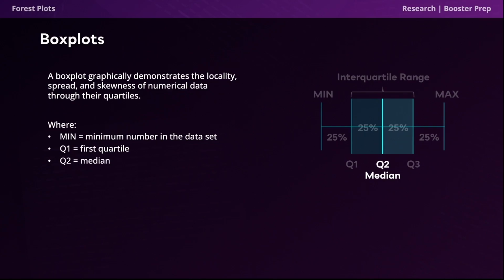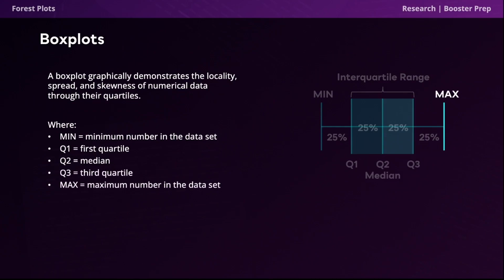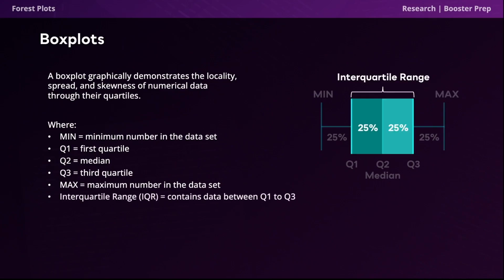Recall that the median is the middle number in the dataset when the data is arranged in ascending or descending order. Q3 represents the third quartile, max represents the maximum number in the dataset, and interquartile range, or IQR, contains all of the data within the first and third quartile.